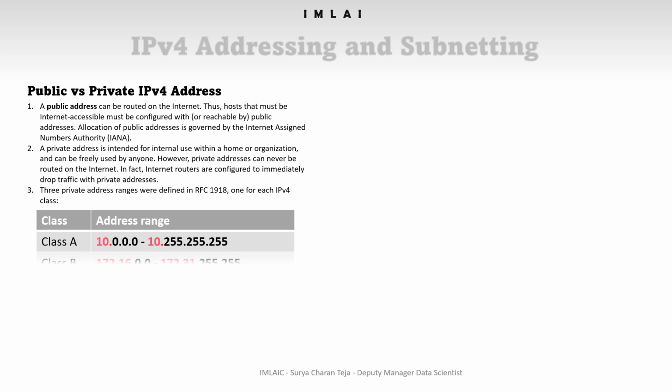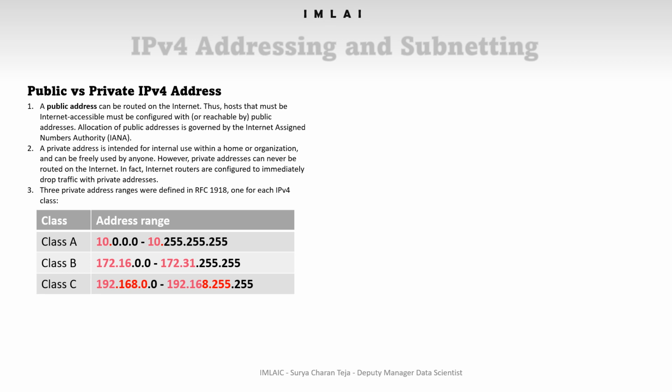The class A address range begins with 10.0.0.0 to 10.255.255.255, whereas the class B address range begins with 172.16.0.0 to 172.31.255.255, and finally the class C private address range begins with 192.168.0.0 to 192.168.255.255.